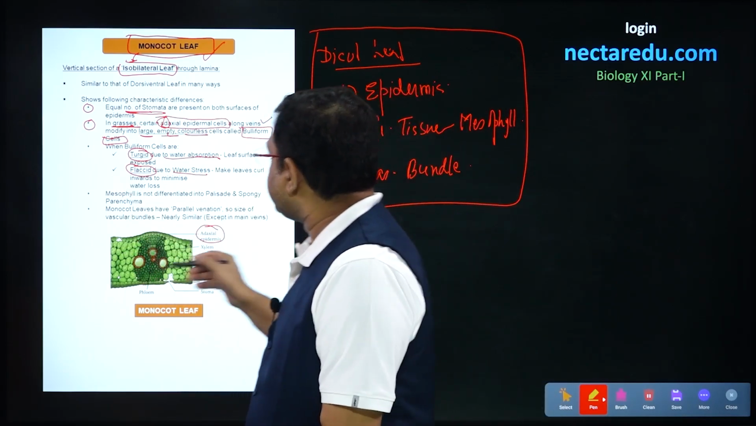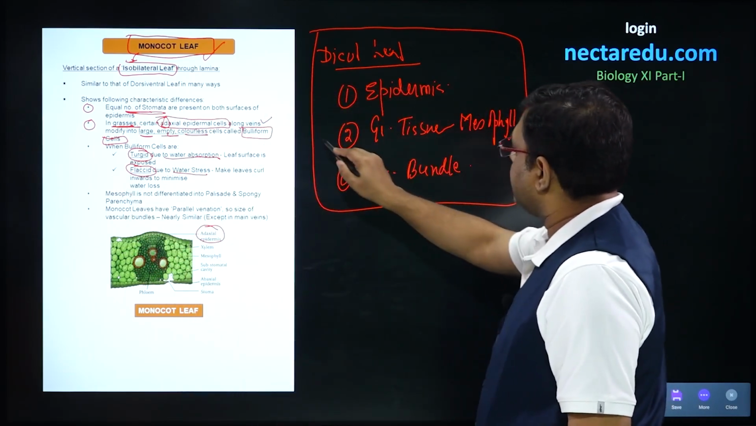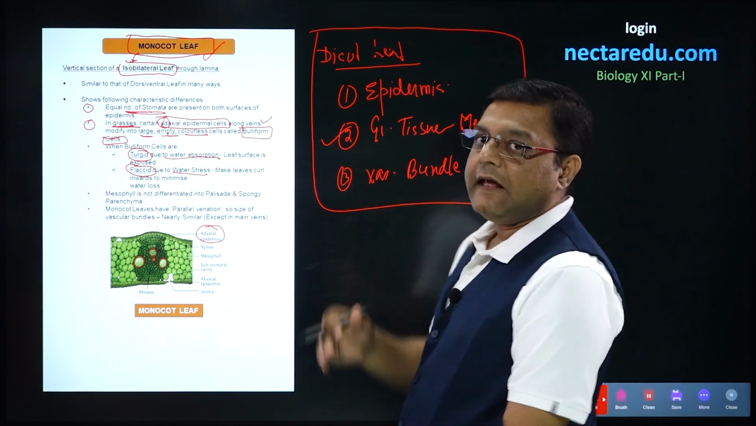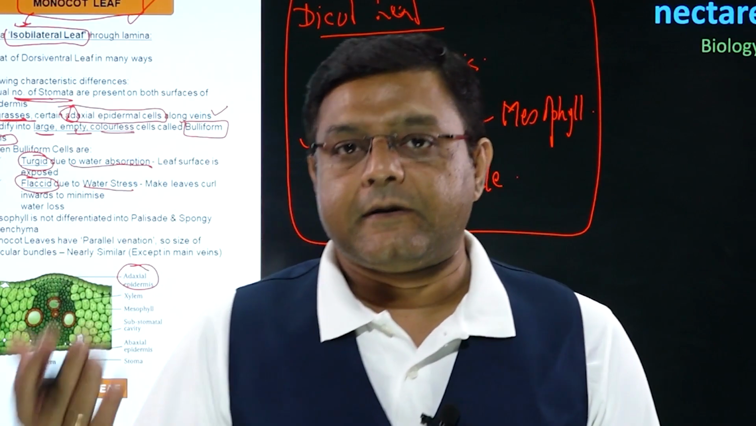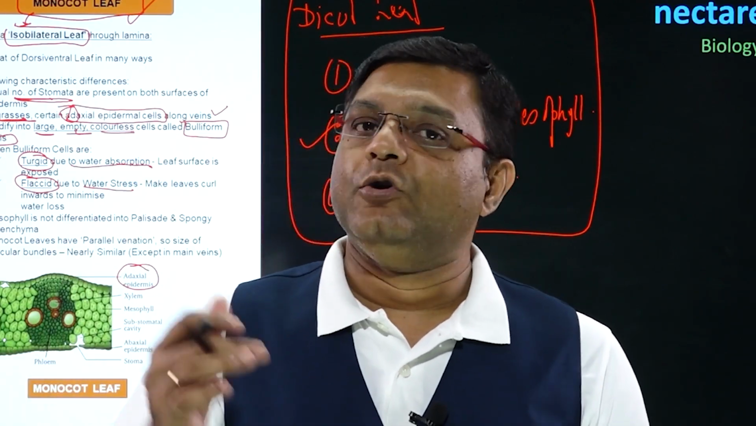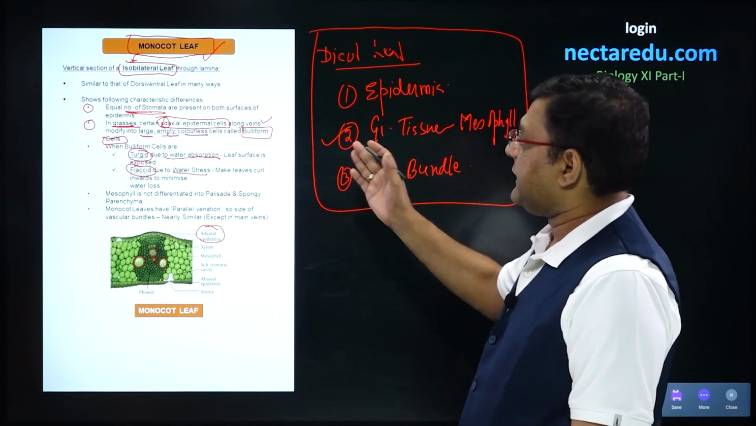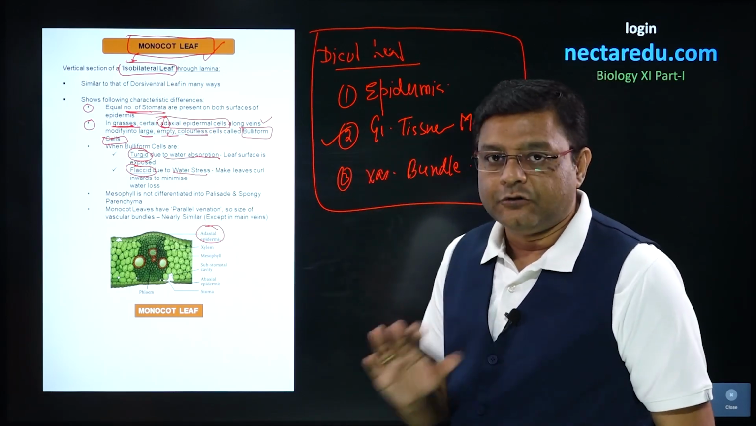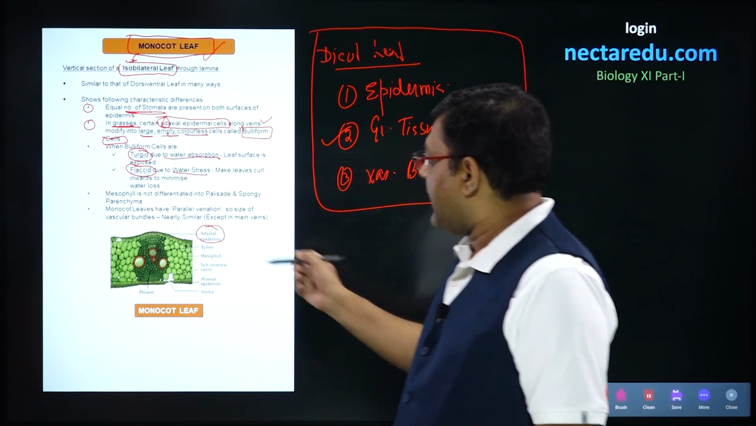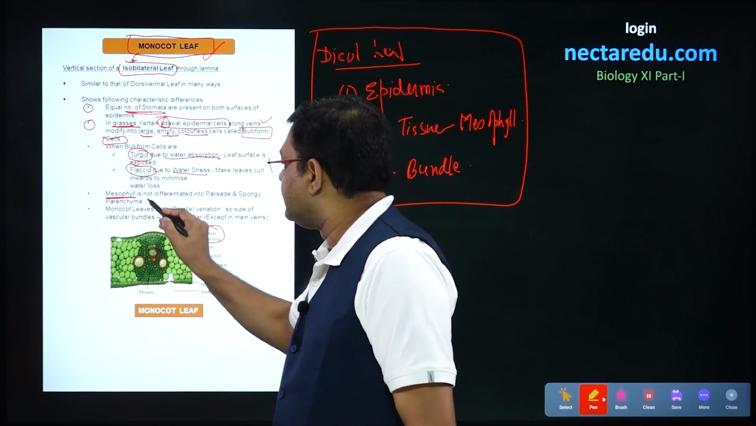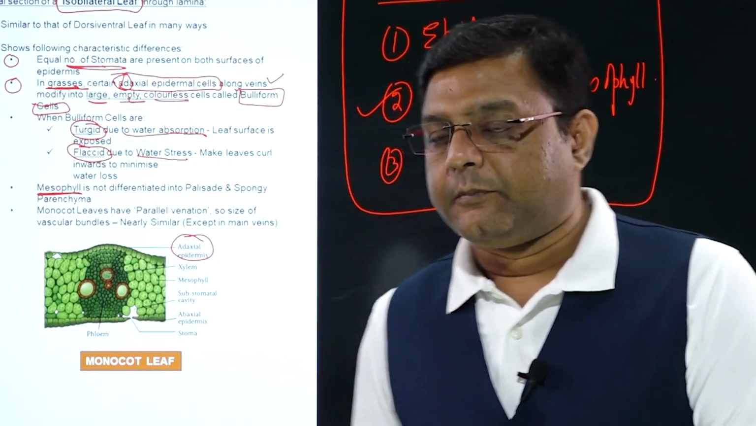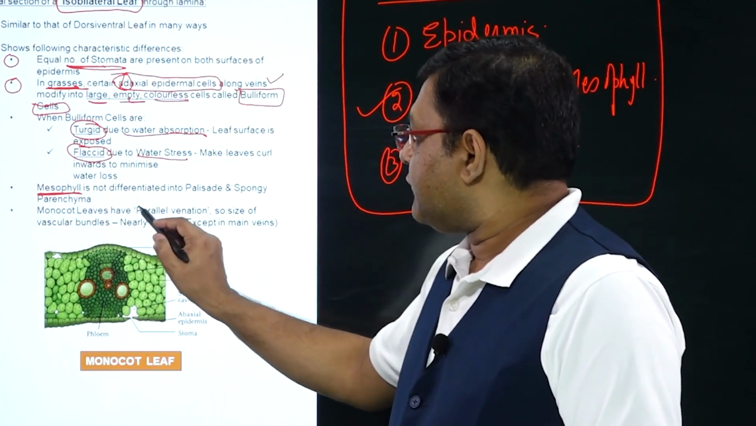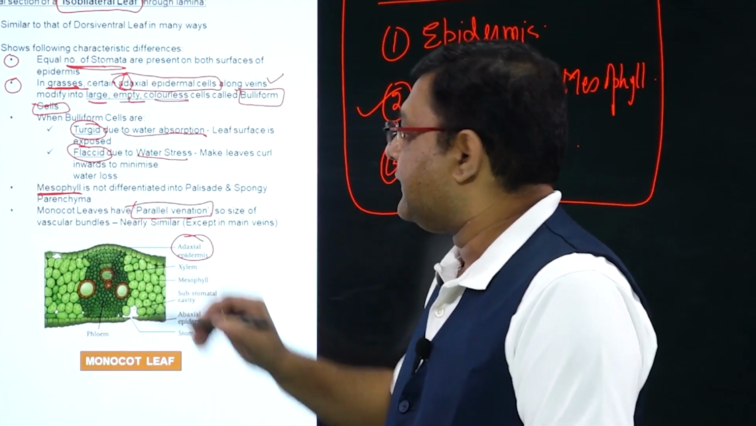After this, the second part that we talk about is the ground tissue. Now, in the case of dicot leaf, ground tissue was divided into upper palisade parenchyma and lower spongy parenchyma. But in the case of monocot leaf, it is not divided into two parts, and we just say that mesophyll is present. After this, talking about vascular bundles, in the case of monocot leaves, there is parallel venation.